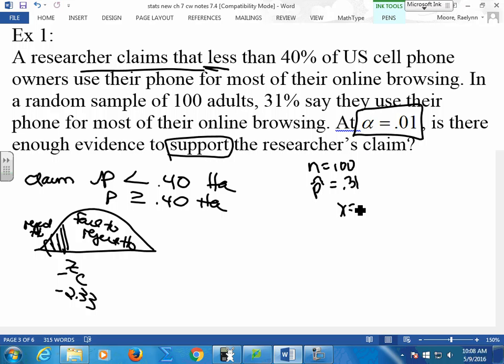31. Thank you, Michael. And you got that because you multiplied 100 times 0.31, and you moved your decimal 2 places to the left, and you got 31. Yes? So on the claim, the opposite of the claim, isn't that Q? Nope, you're still P.